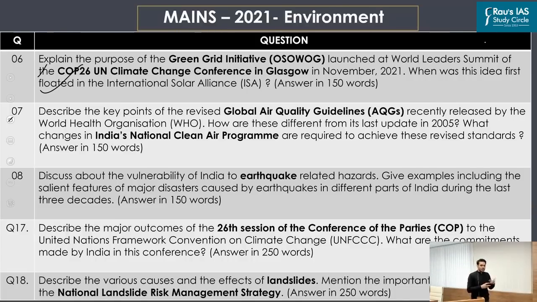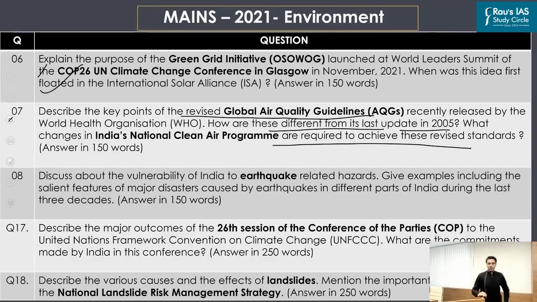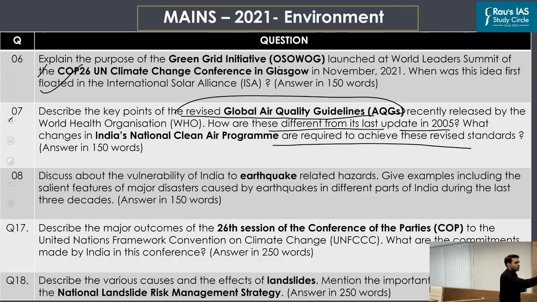Pretty straightforward question. The second question was: describe the key points of the revised Global Air Quality Guideline recently released by the World Health Organization. How are these different from its last update in 2005? What changes in India's National Clean Air Program are required to achieve these revised standards? In the month of September, all of us know that WHO came out with a new set of guidelines after a period of 15 years. The last time WHO came up with such guidelines and standards for air pollution was in 2005.